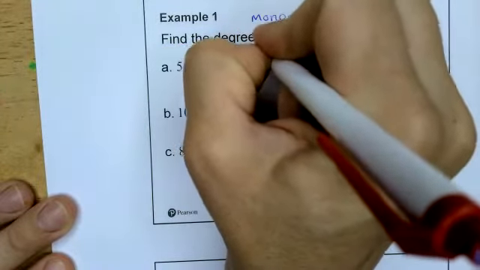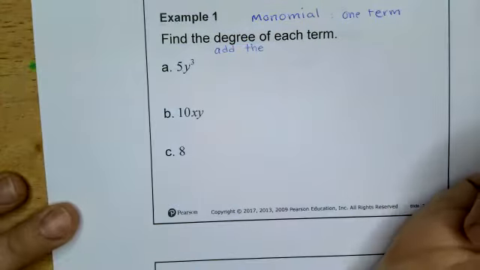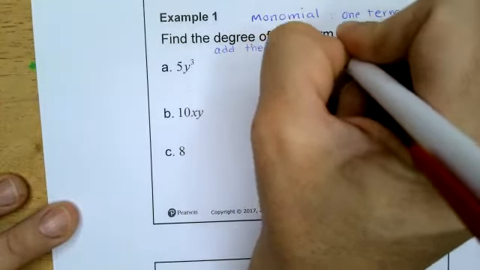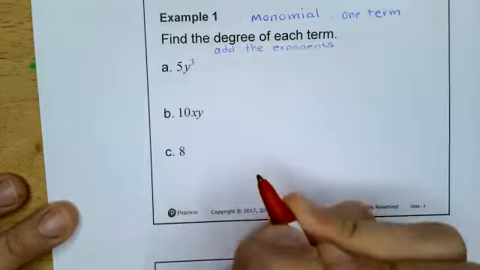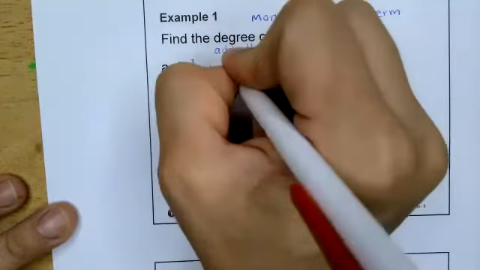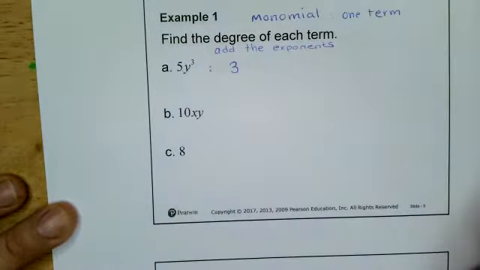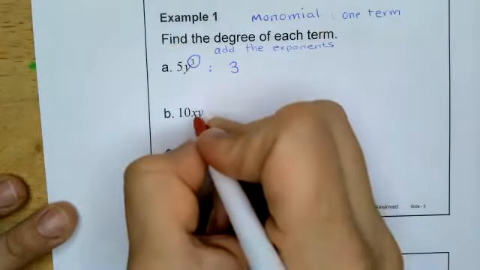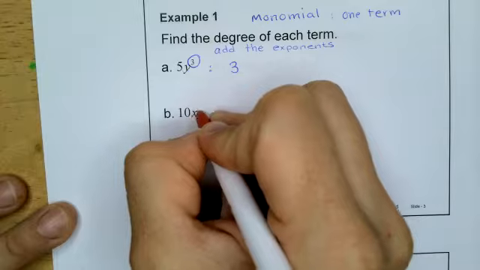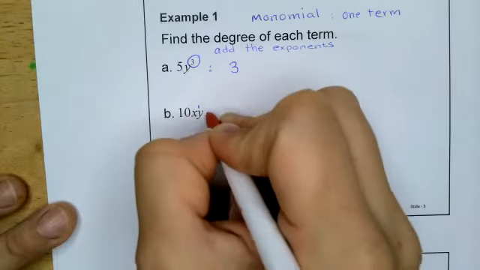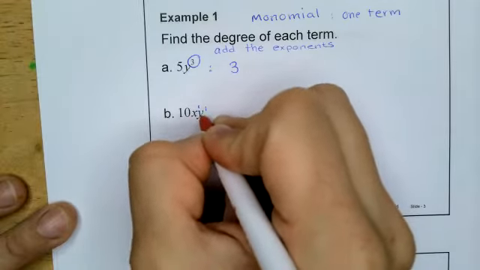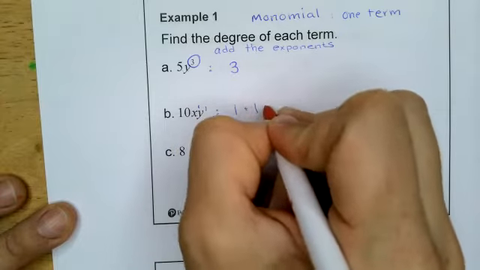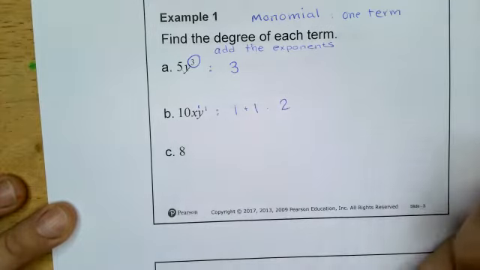Add the exponents? So this is only y to the third. So the exponent is 3. So this is degree 3. Again, if you have no number here, it's an understood 1. So that's y to the first and x to the first. So that's a degree of 1 plus 1. So that's a degree of 2 total.